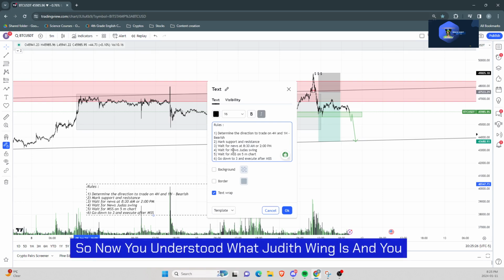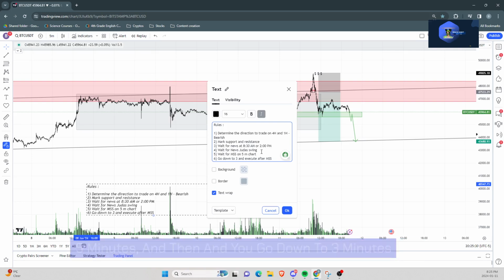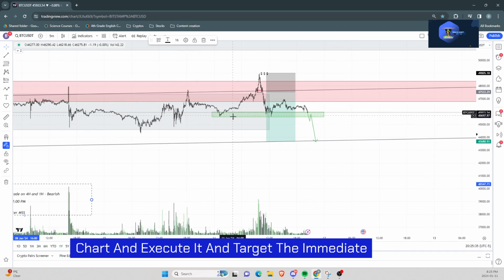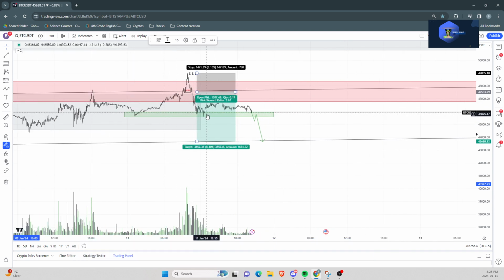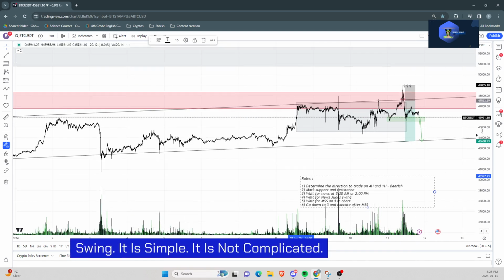Okay, so now you understood what Judas swing is, and you understood how the market structure shift happens at 5 minutes, and you go down to the 3 minute chart and execute it and target the immediate support to take profits, right? So I hope you understood how to trade Judas swing. It is simple, it is not complicated.